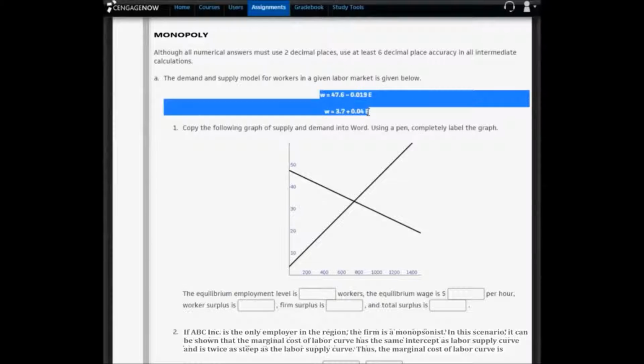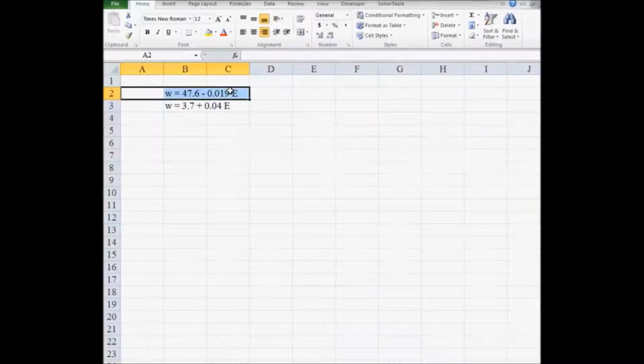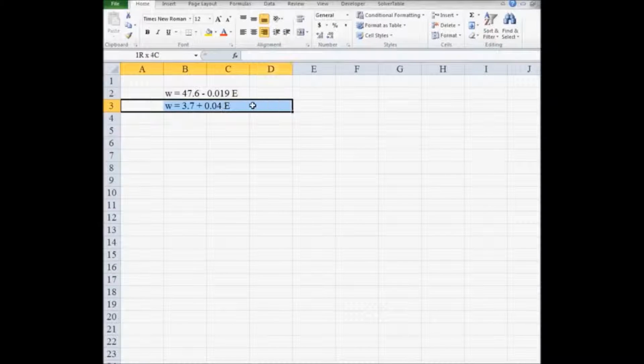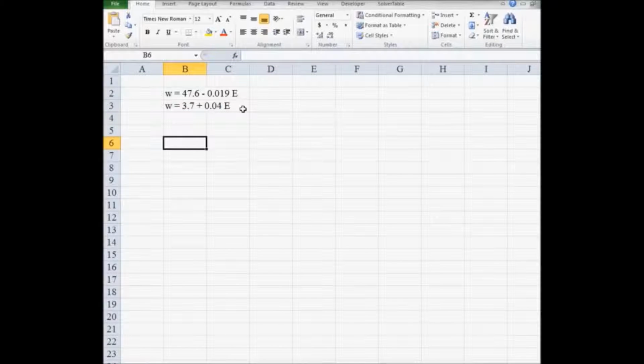I've copied and pasted these equations into an Excel spreadsheet. And we'll compute the equilibrium employment level, the equilibrium wage, worker surplus, firm surplus, and total surplus in that spreadsheet. So that is my labor demand curve. This is my labor supply curve. To find the equilibrium employment level, I set demand equal to supply. Here I have the demand curve equal to the supply curve.